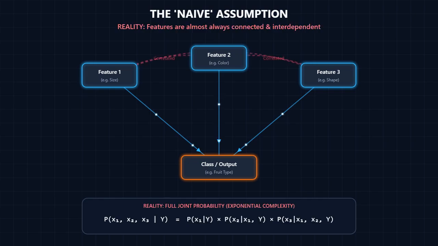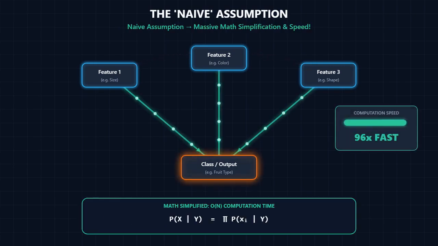Let's break down the components of Bayes' theorem, starting with the prior probability, written as P of class. The prior represents our baseline belief before we look at any of the current evidence. If we are building a spam filter and we know that historically, 80% of all emails we receive are spam, then our prior probability for spam is 0.8 and for ham is 0.2. This acts as a powerful anchor, ensuring that our classifier respects the natural distribution of classes in our dataset before analyzing the specific words of a new message.